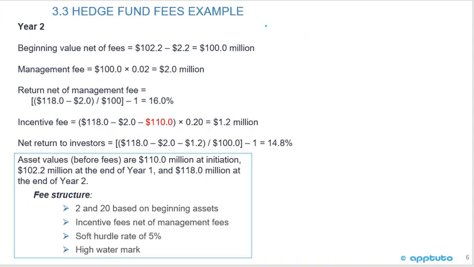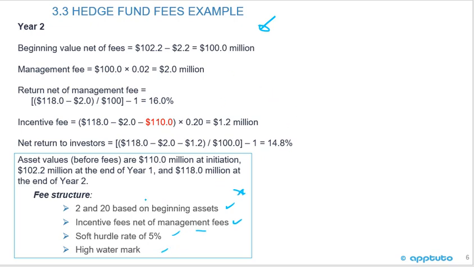Okay, so now we're going to go through the fees and the returns for year 2, okay? So down here, I just put the data again. Just as a reminder, asset values before fees: 110 million at initiation, 102.2 million at the end of year 1, and 118 million at the end of year 2. Fee structure: 2 and 20 on beginning assets, incentive fees net of management fees, soft hurdle rate of 5%, and a high water mark, okay?